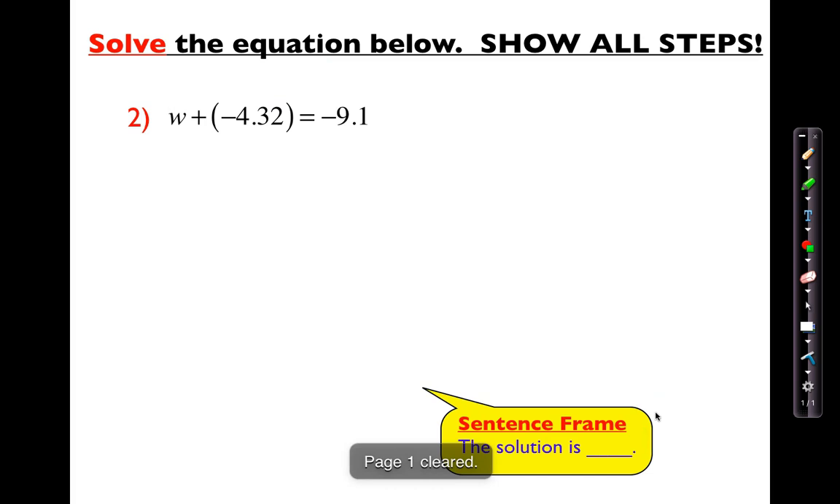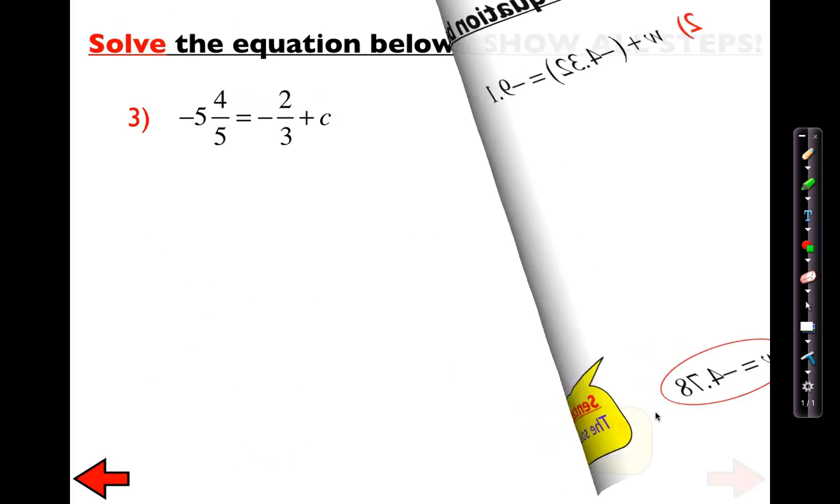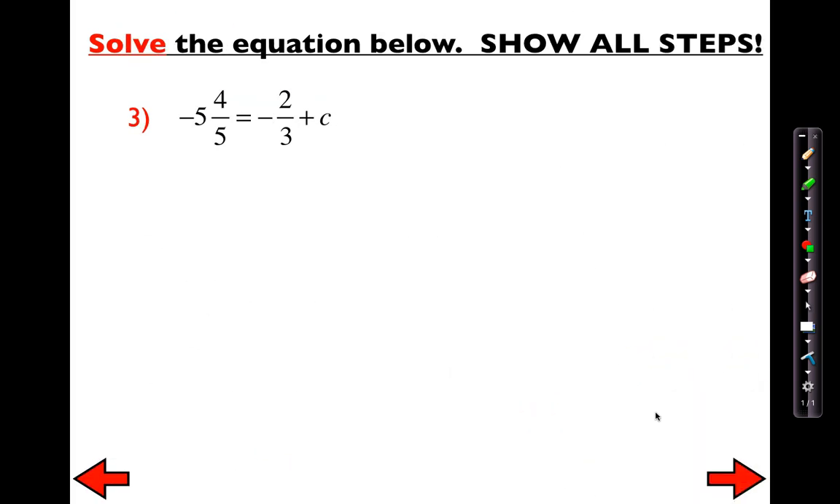Okay, so now moving to the next example. Here, for number 3, what I'd like you to do is go ahead and pause the video and try this one by yourself.